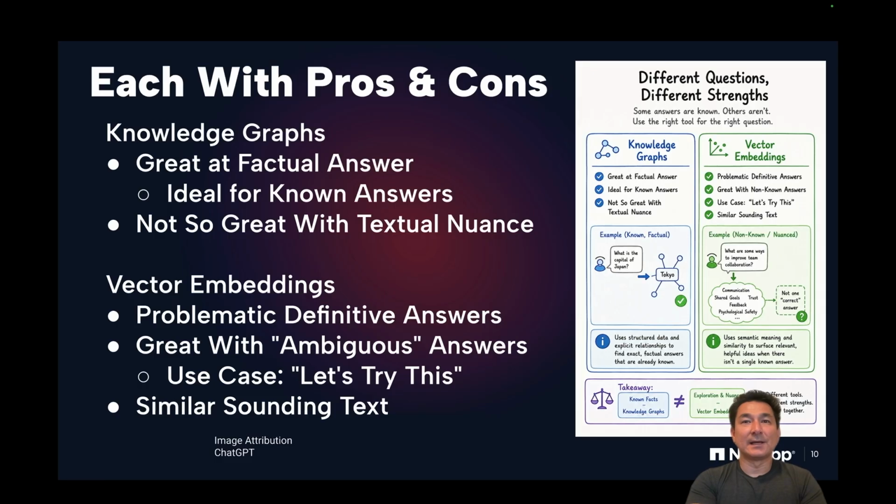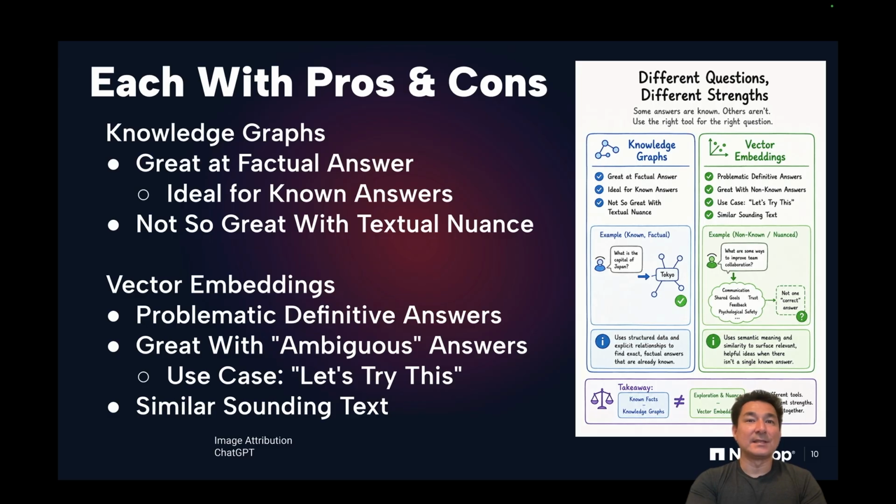So like everything in life, options come with pros and cons. Using knowledge graphs is great at factual based answers. It's ideal especially for known or concrete answers. Think of this as a math problem where there's only one correct answer. But graph-based retrieval is not great with textual nuance. Now, vector embeddings are problematic with definitive answers, but they're great with ambiguous answers.